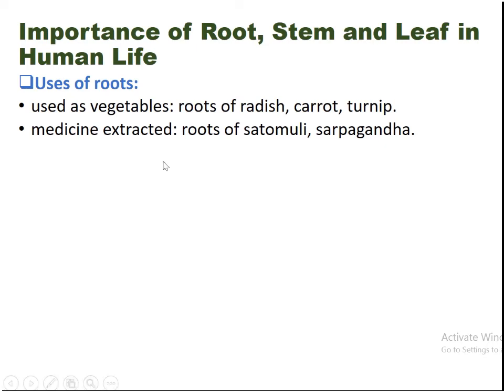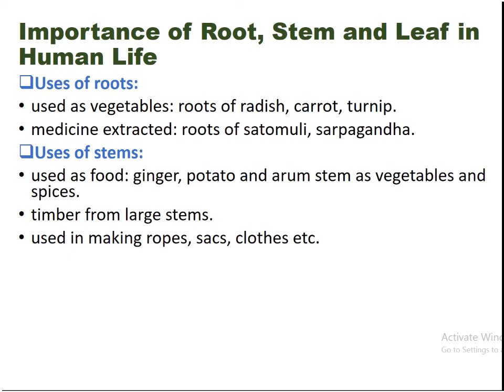Now let's talk about the uses of roots. Most of the time we use roots as delicious vegetables: radish, carrot, turnip. We can also extract important and essential medicine from roots. The roots of shotomuli and shorpogandha have many medicinal properties. Root powder or root extract has many medicinal values, and they can cure many diseases.